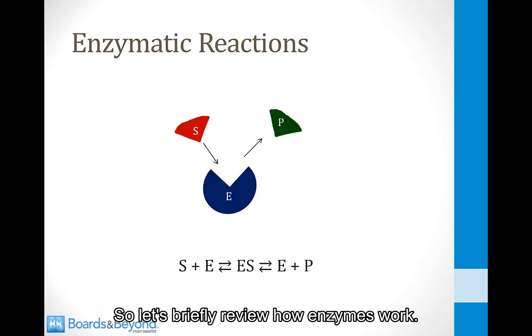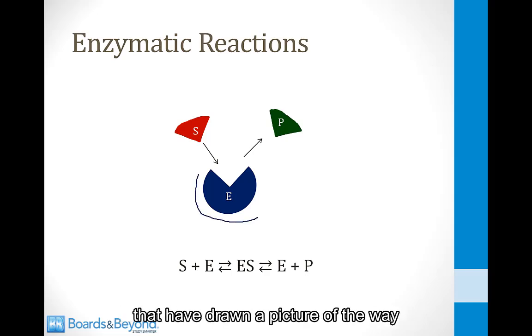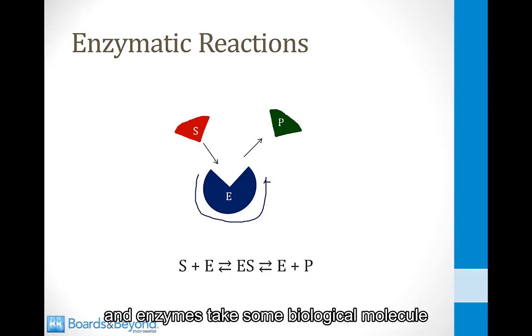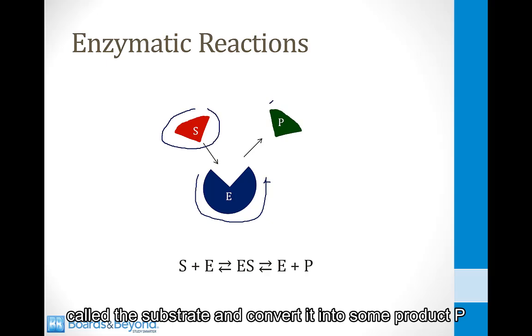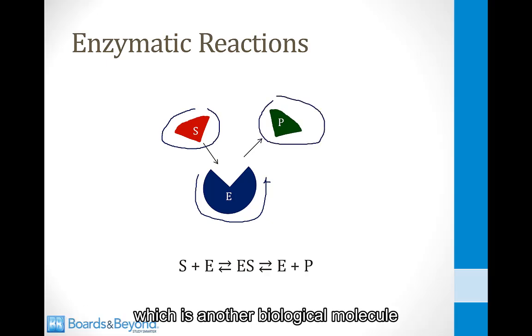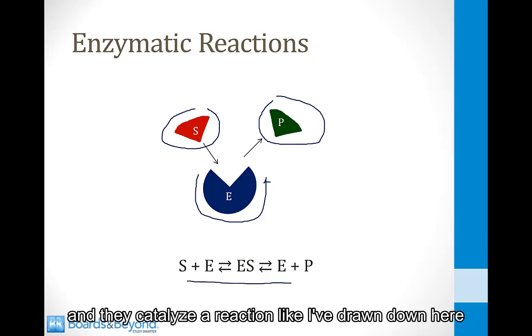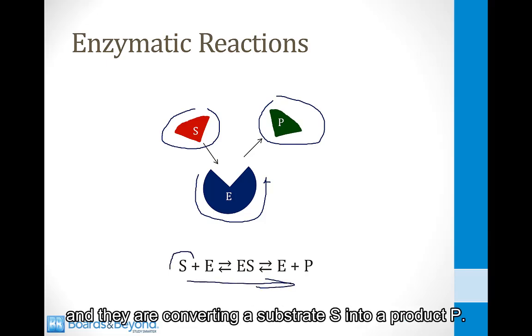So let's briefly review how enzymes work. Recall that enzymes are mostly proteins, and I've drawn a picture of the way you can think of them here. And enzymes take some biological molecule called a substrate and convert it into some product P, which is another biological molecule that's useful to the body. So essentially they are catalysts, and they catalyze a reaction like I've drawn down here, and they are converting a substrate S into a product P.